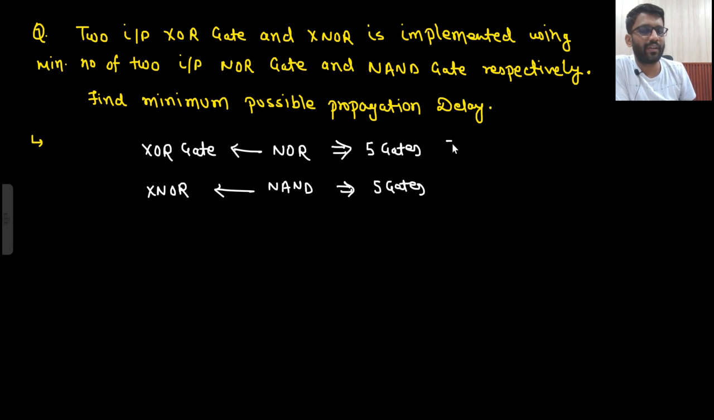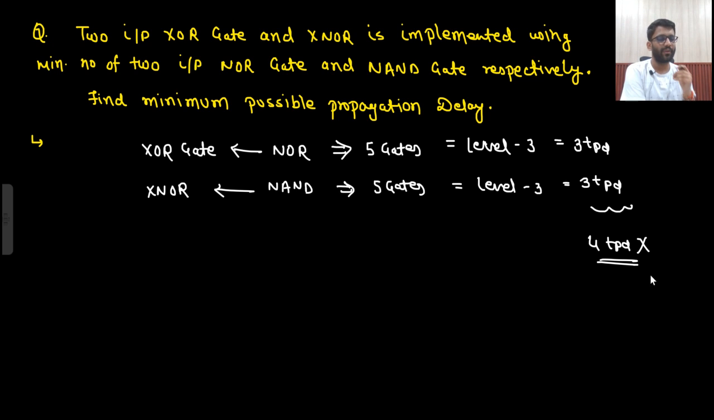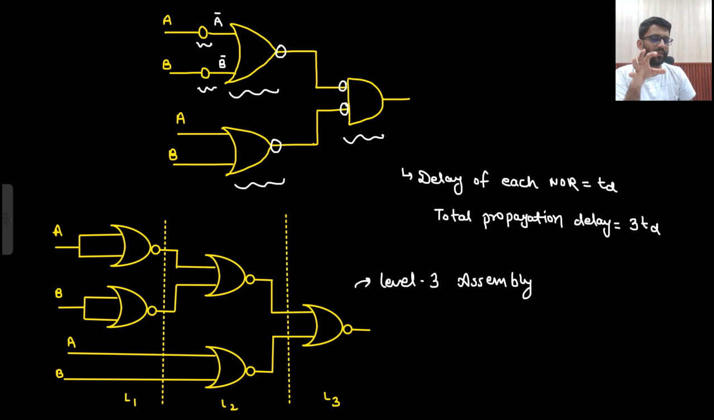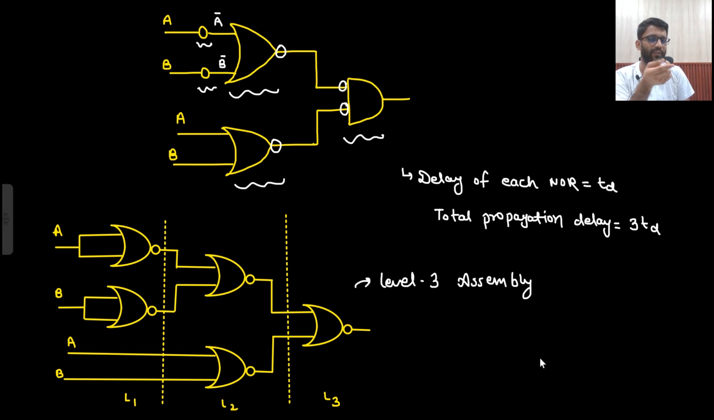What will be the minimum propagation delay? For minimum propagation delay, you need level 3 assembly. So answer will be 3 TPD, not 4 TPD. 4 TPD would be wrong. Why would this be wrong? Because this is the minimum delay. If we need minimum delay, then I will go with this structure, not with this structure. I will go with this structure if I need both the operations, XNOR and XOR. But if I need only one operation, then I will go with this structure.